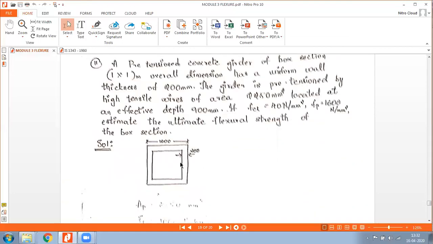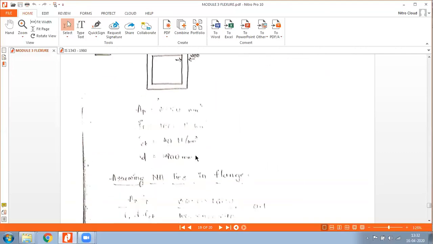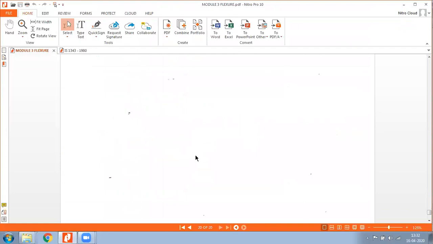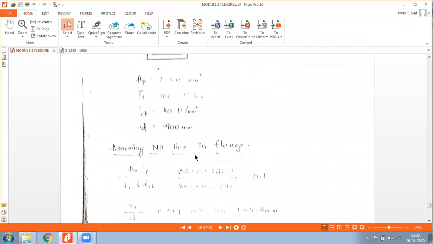Next one, it is also same. It is also box girder type, as I explained. You can easily solve this problem also. This will be the analysis part of the flexural members.